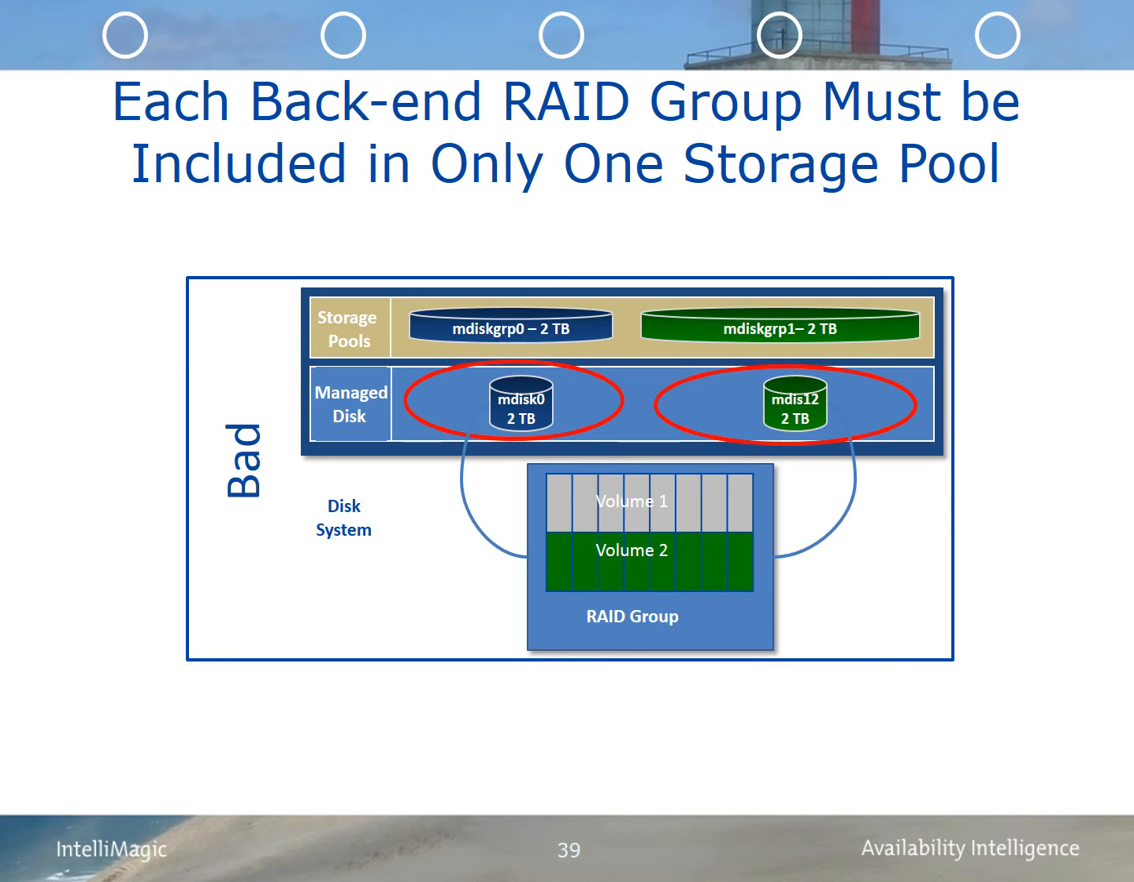In this example, we show a bad example where a RAID group has been carved into two volumes. Those volumes have been distributed as managed disks to an SVC, and then each one of those volumes, or MDisks, has been applied to different storage pools. Data from a single RAID group should be provisioned as a single volume and provided to just one storage pool.